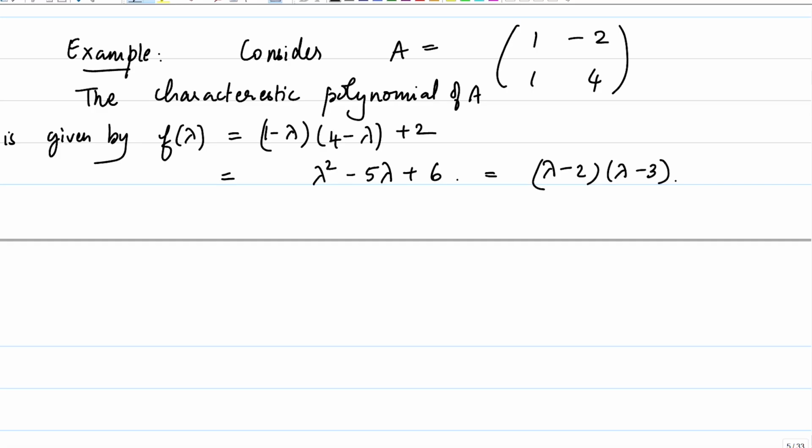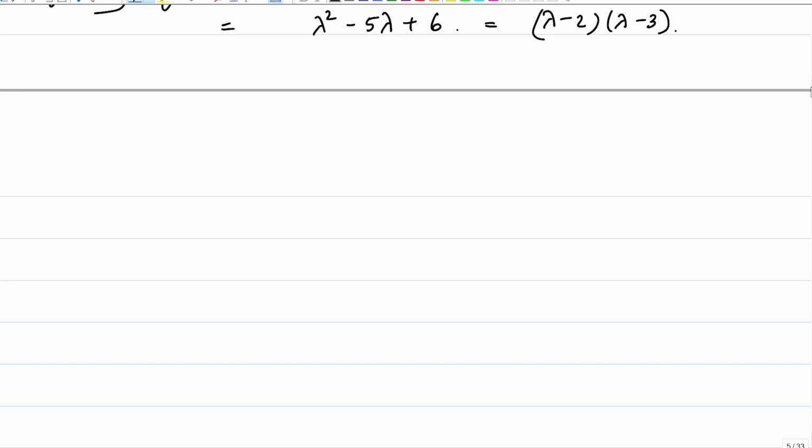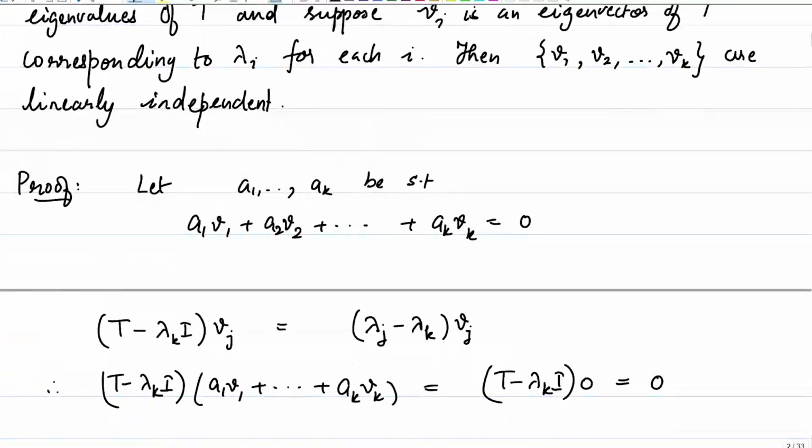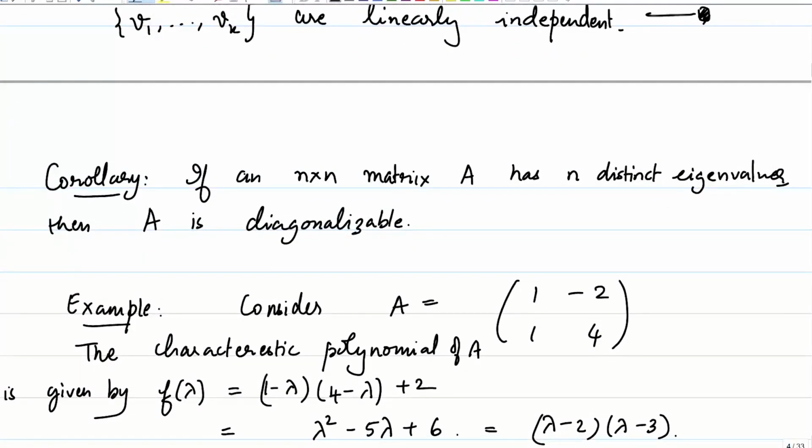So, the roots of the characteristic polynomial are 2 and 3 respectively. This is a 2 cross 2 matrix and we have 2 distinct eigenvalues. So, yes, this is a diagonalizable matrix. We do not have to really explicitly get hold of eigenvectors and check for that, but it is certainly the case that the eigenvalues are distinct and hence, with n equal to 2, the eigenvectors will be linearly independent by this argument. So, linear independence follows and therefore, it will be a basis by the observation prior to that.